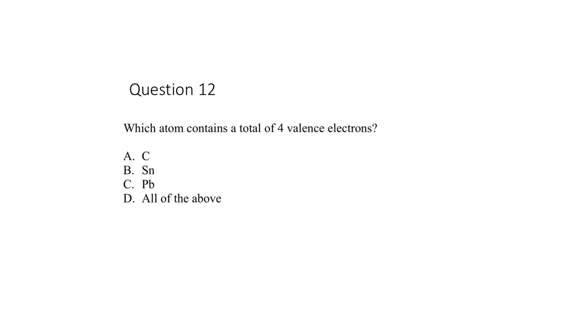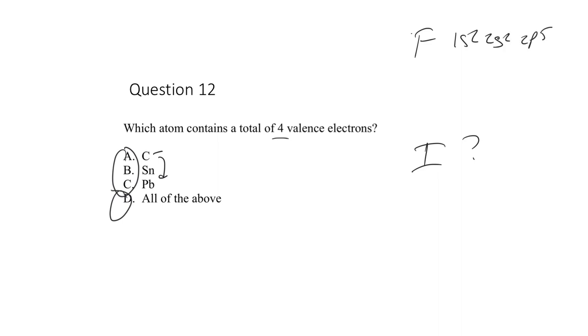Which atom contains 4 valence electrons? 4 valence electrons will be the carbon group, so tin and lead will follow suit. So all of these have 4 valence electrons. If you know iodine, you say, how many valence electrons does iodine have? Well, I come to fluorine. Fluorine is 1s2, 2s2, 2p5, has 7. The whole way down the chart should have 7.